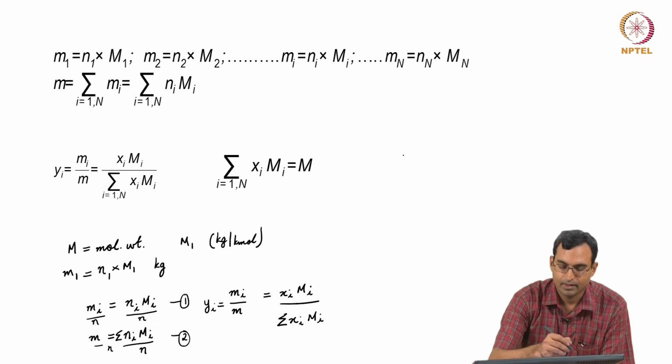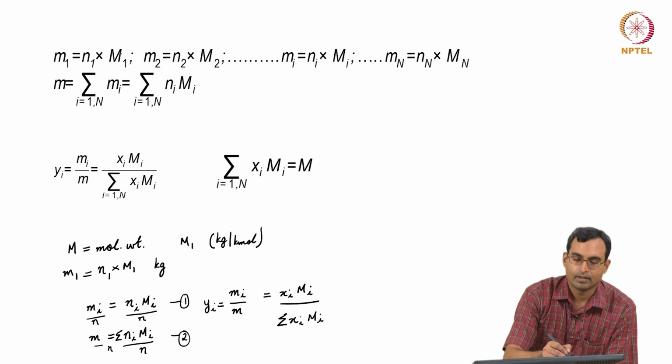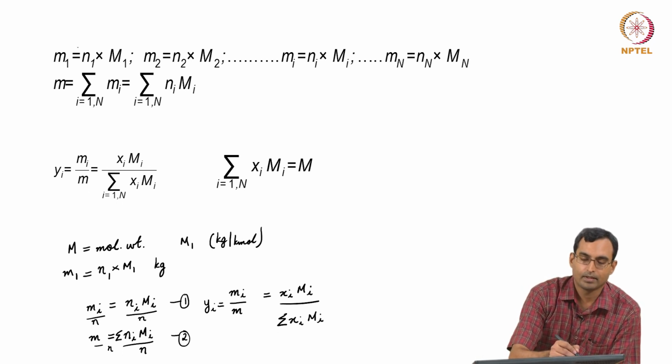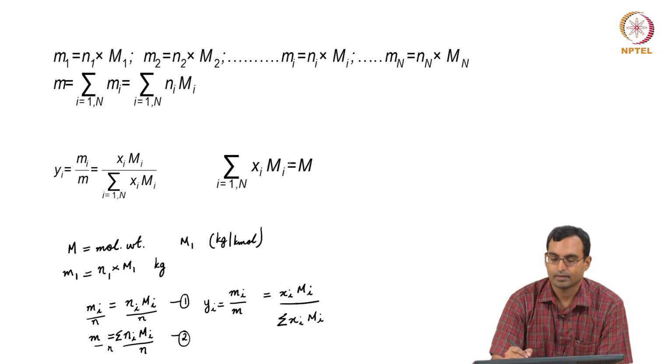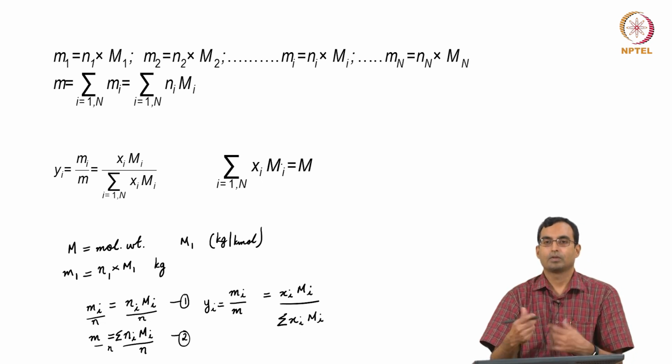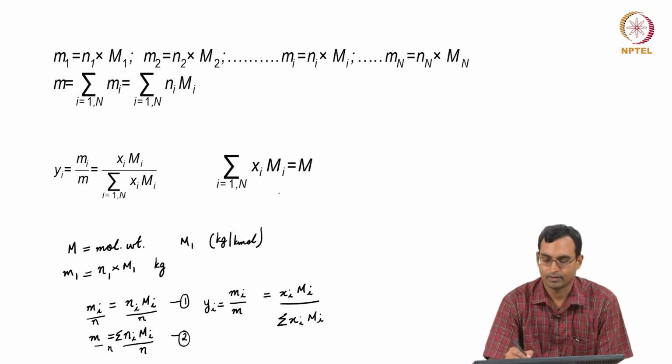In each of these cases, the molecular weight of an individual species is the ratio of the mass of the species to the number of moles of the species. So, the molecular weight of the mixture is the ratio of the mass of the mixture to the number of moles in the mixture, and that is essentially given in this fashion over here.